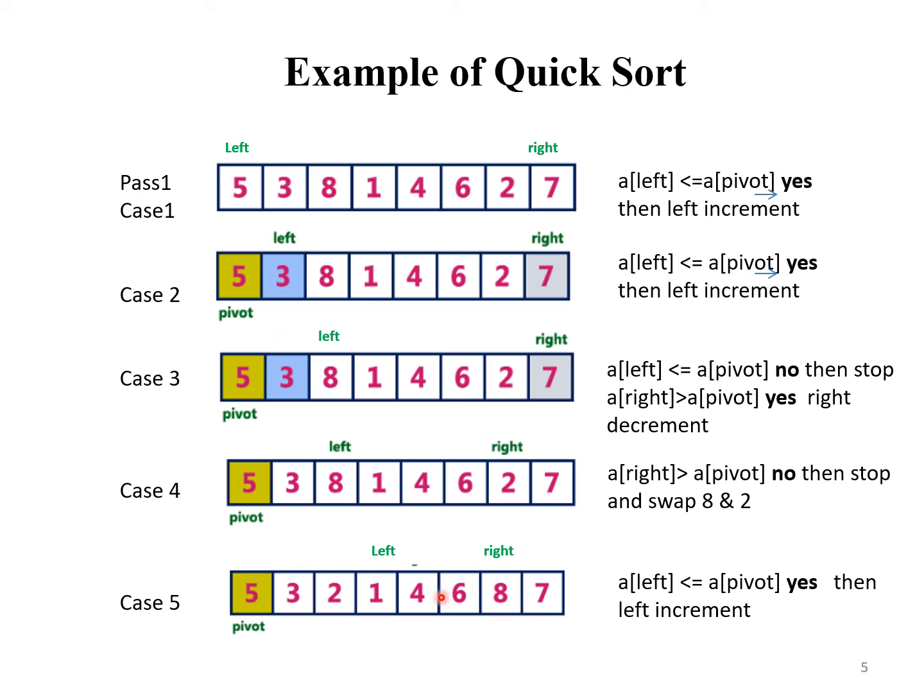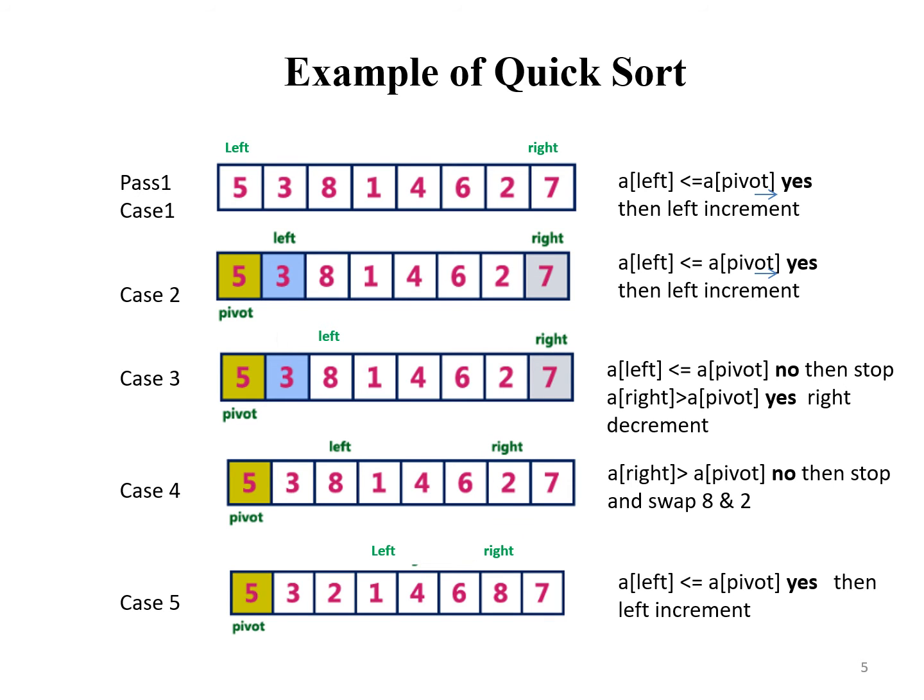Okay, so we start again from the left pointer. Our left pointer is incremented by 1. Why incremented by 1? Because we check a of left is less than or equal to pivot. So here 2 is less than or equal to 5. This condition is true. Then we will check the next element, that is 1. 1 is less than or equal to pivot. This is also true. So left is incremented by 1.